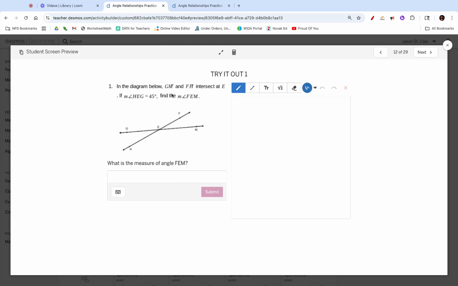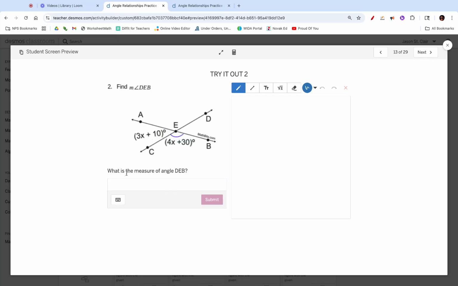Okay, so it says in the diagram below, GM and FH intersect at E. If angle HEG is 45, find angle FEM. So if I know that HEG is 45, then FEM is vertical to it, so therefore it is also 45. Next, I'm looking for DEB.